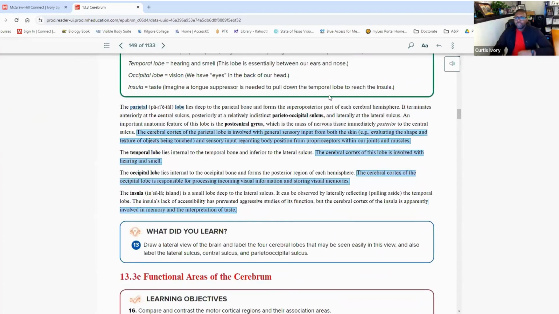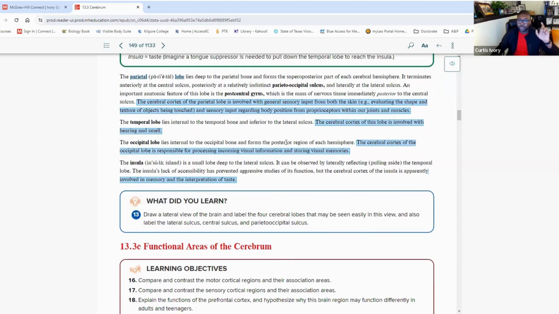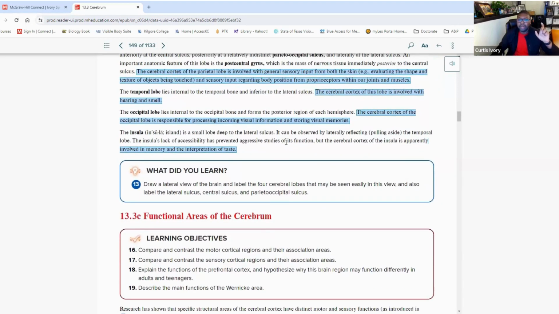So the temporal lobe is involved with hearing and smell. And then the occipital lobe, which is at the very back of your head or your brain, is essentially for processing visual information or storing strong memories, or strong visual memories, at least. The hippocampus is also usually involved in memory as well.